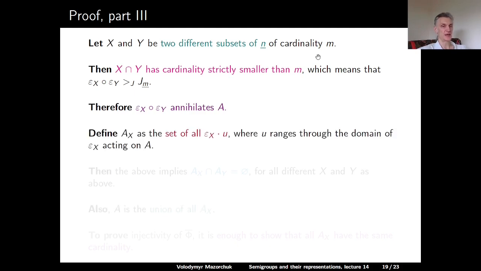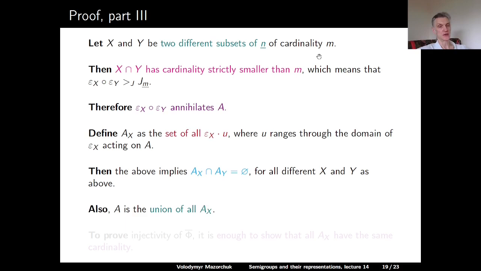We define A sub x as the set of all elements epsilon x times u, where u ranges through the domain of epsilon x acting on A. Then the above implies that the intersection of Ax and Ay is empty if x and y are different. And also A is a union of all the Ax. So to prove the injectivity of phi overlined, it is enough to show that all Ax have the same cardinality.